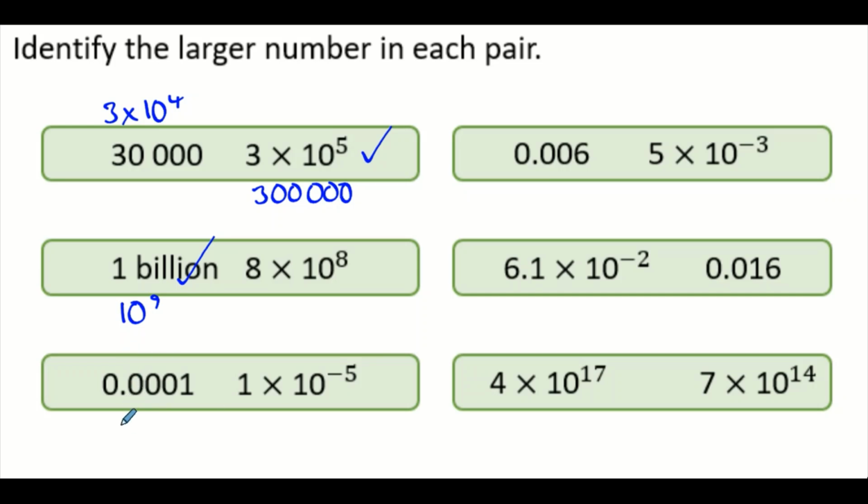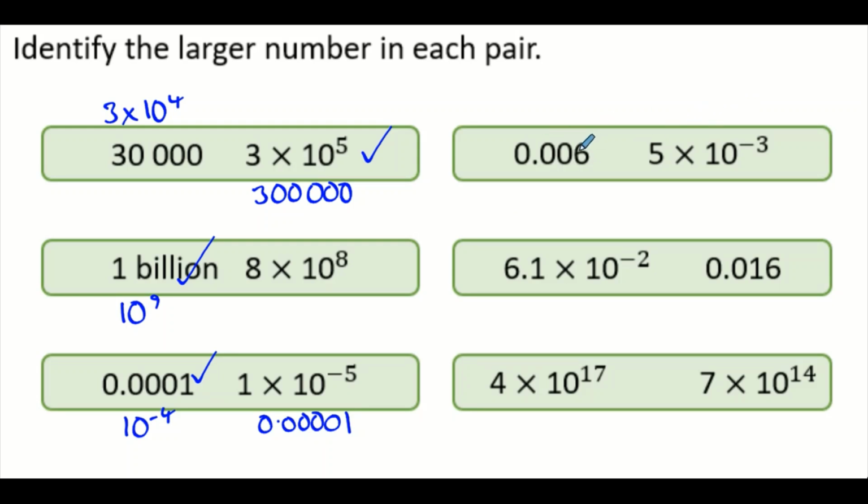Here we've got 1 times 10 to the power of minus 4, which is a bigger number than 1 times 10 to the minus 5. If we were to write that out as a decimal, we would have that. So this is the bigger number.